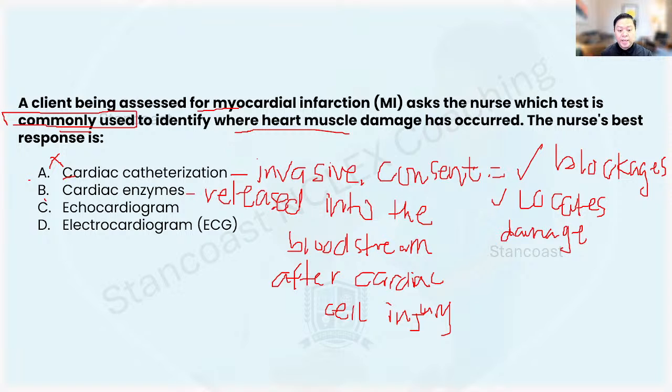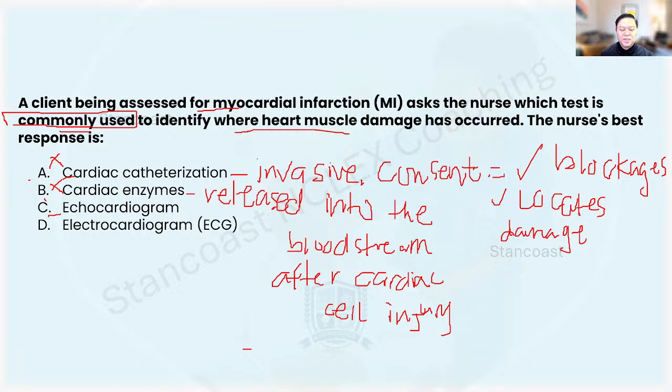And that is why when the blood has been drawn, it will reveal an elevation of those enzymes: CK-MB, troponin I and T, myoglobin. But again, these cardiac enzymes will not help us in pinpointing exactly where the location is. So it does not pinpoint the damage. That's why we are going to eliminate the cardiac enzymes.